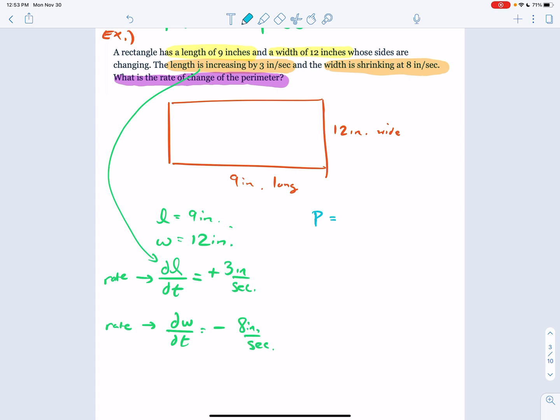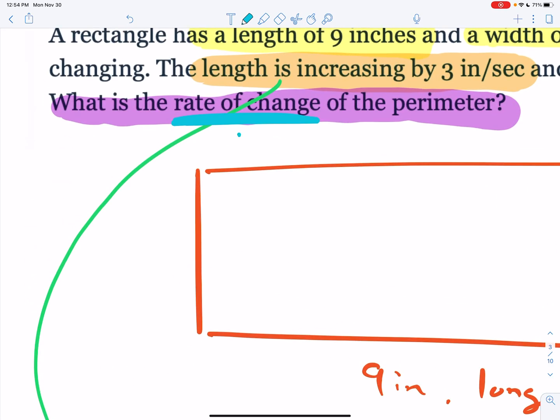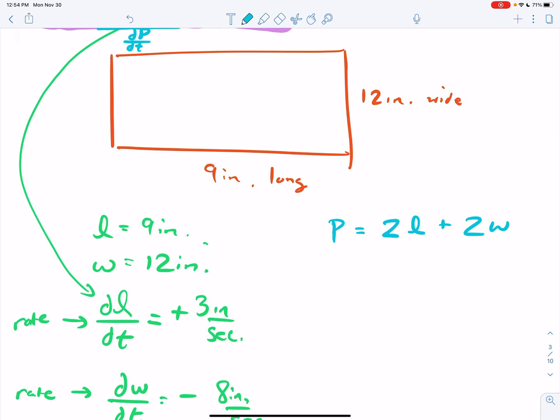The perimeter of a rectangle just means adding up all 4 sides. So there are 2 lengths and 2 widths. This is where implicit differentiation comes in. If you want the rate of change of the perimeter, that's going to be d over dt of something. In this case, we're finding dP over dt. The only way to do that is to take our differential. The differential of P is just 1, but with respect to P.